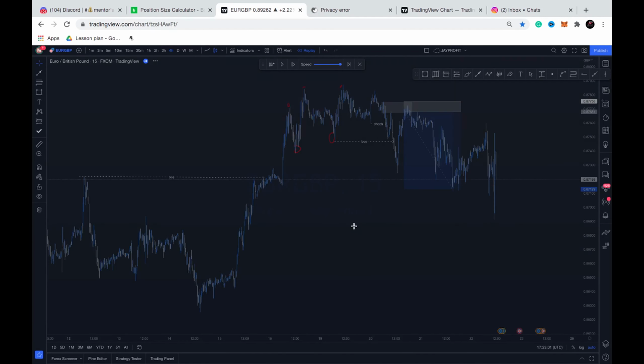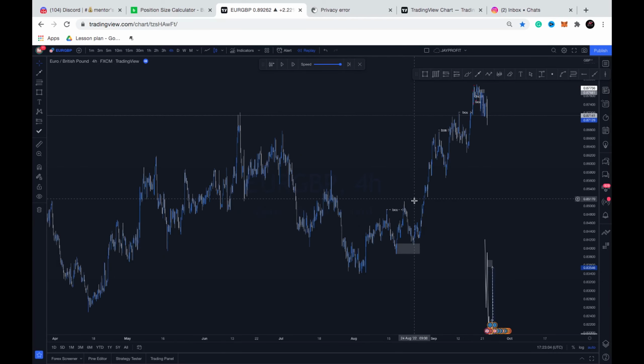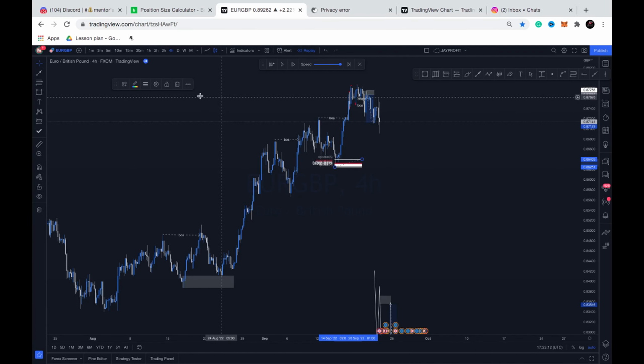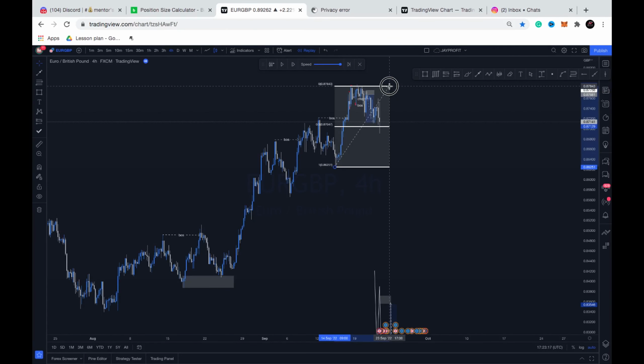Now let me show you guys something real quick, right? So after the retracement, now sometimes price respects 50% of the imbalance and does not get to fill the whole imbalance. As you can see, this is 50% of the whole imbalance right here. Now let's see what price did.